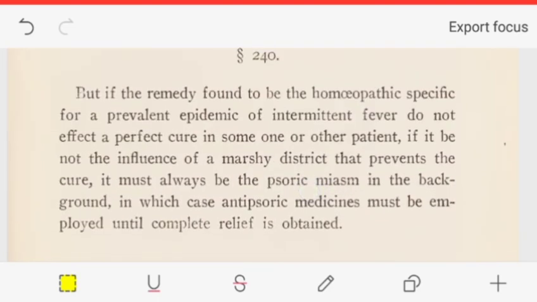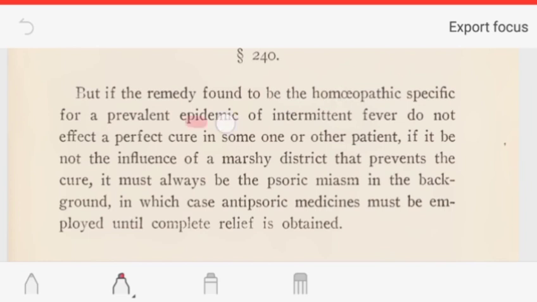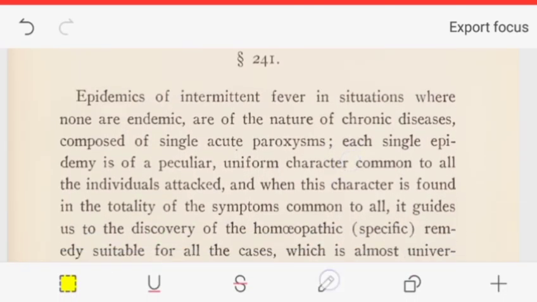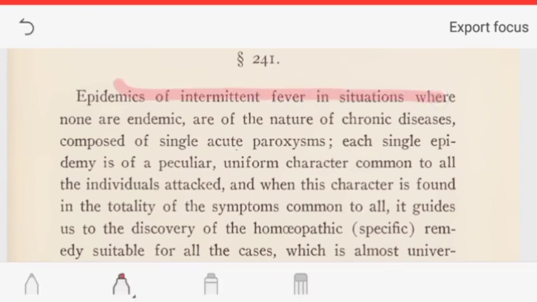239 we have discussed. Now 240 says what the treatment procedure is if a marshy or endemic area, or region-specific intermittent fever, occurs. For the perfect cure of that patient, we should go for the psoric miasm in the background. That's why after giving a non-antipsoric medicine, we go for the intercurrent remedy, that is, an antipsoric medicine, for the complete relief of that patient from that endemic region.